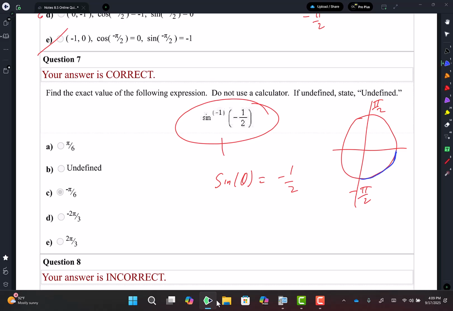See, these are the negative ones below the x-axis, and above the x-axis is a positive one. So what angle do I have a negative half? At this angle right here. What angle is that? That angle, because I went clockwise, that angle is negative pi over 6. Do you see that? So negative pi over 6.